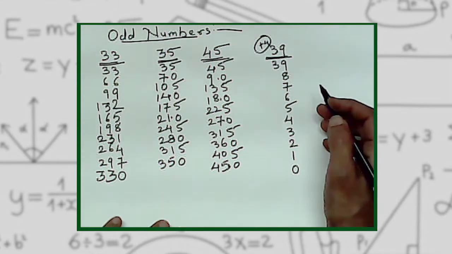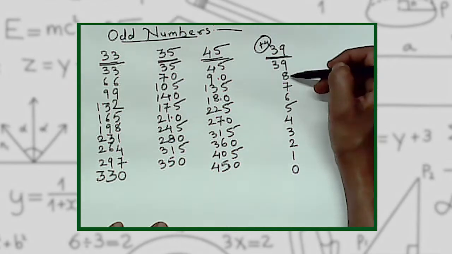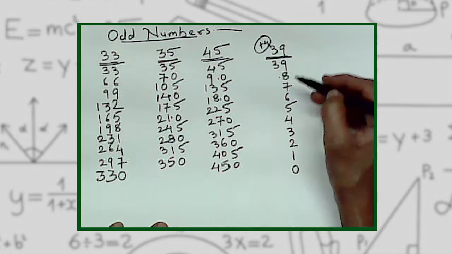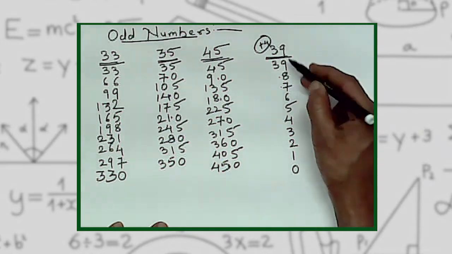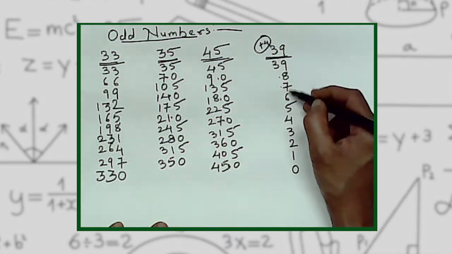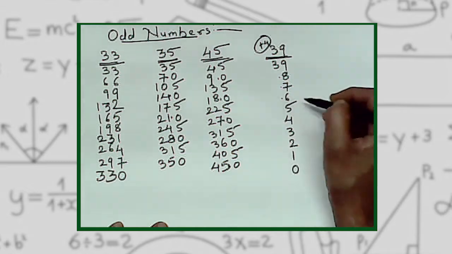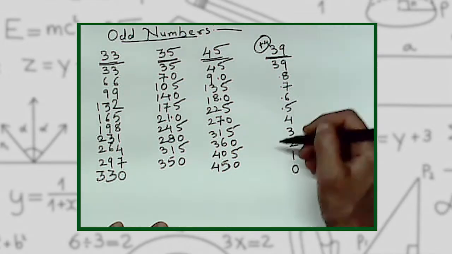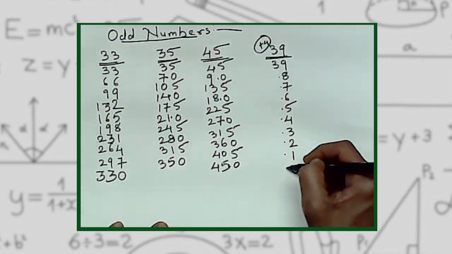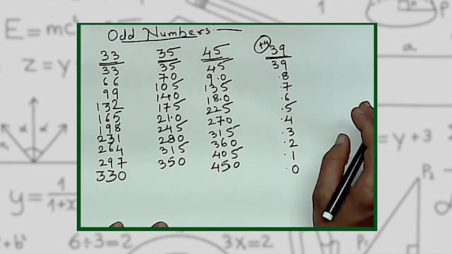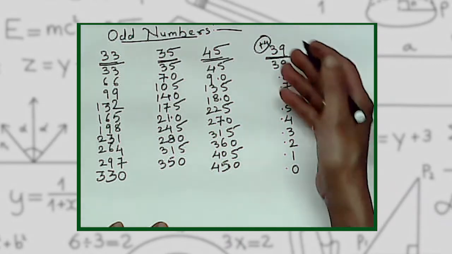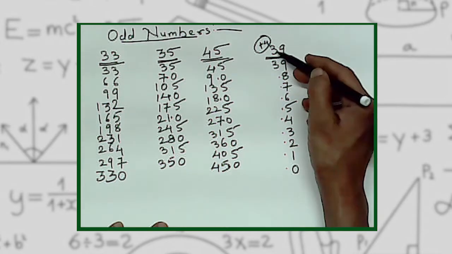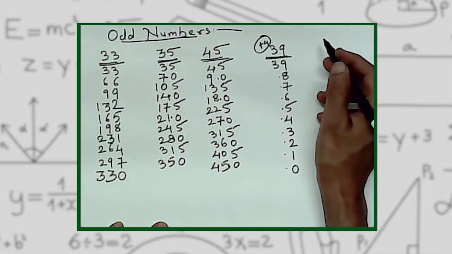Why? I will explain to you. 9 plus 9 becomes 18, so here it will be .8. 9 plus 8, 17, so .7. 9 plus 7, 16, so .6. 9 plus 6, 15, so .5 and so on. So everywhere there will be a point, and we will have to add one extra point everywhere. So directly we can add 4.